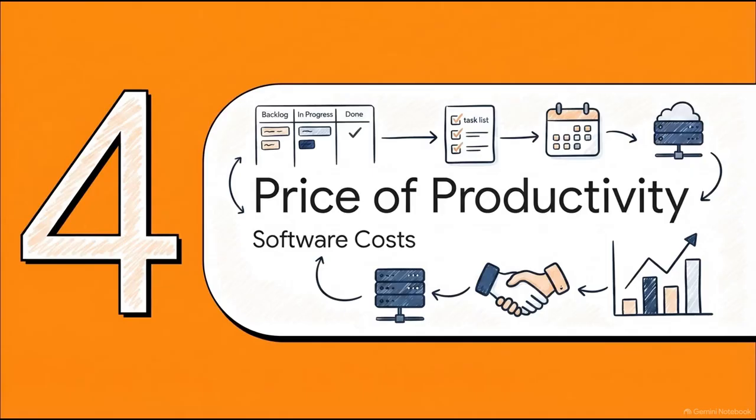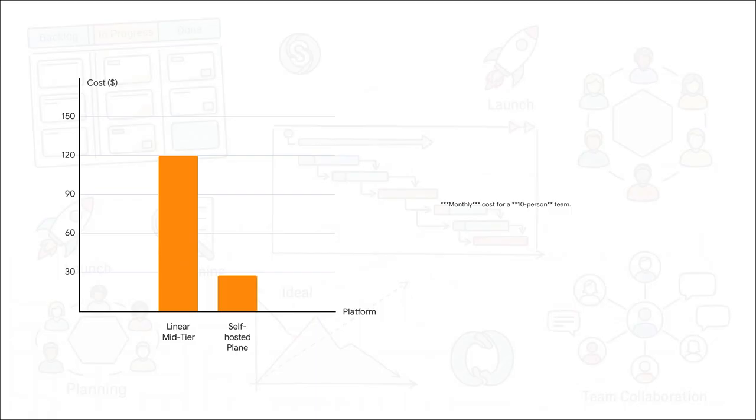All right, let's get into Section 4. The price of productivity. Let's put this into perspective by looking at a practical cost breakdown for, say, a 10-person product team. A mid-tier plan on Linear is going to run that team roughly $100 to $140 every single month.